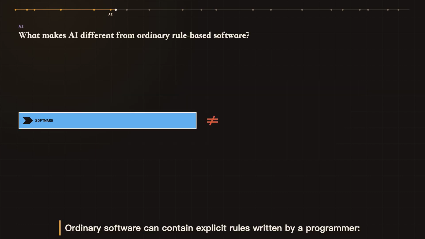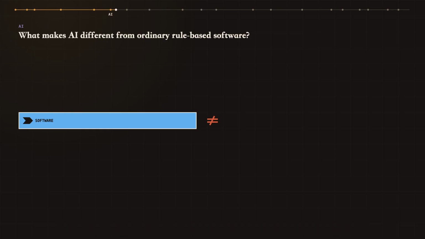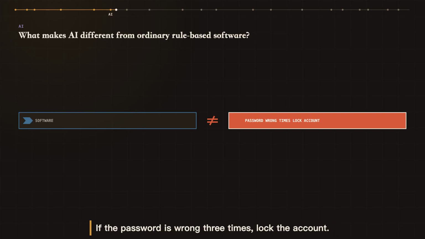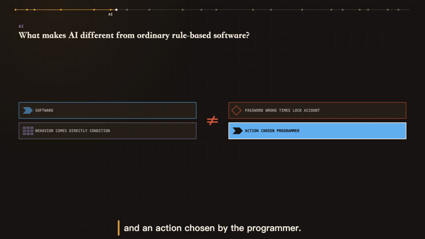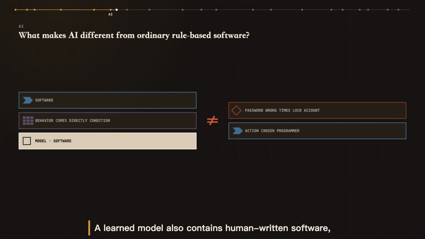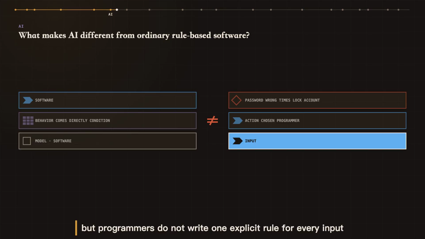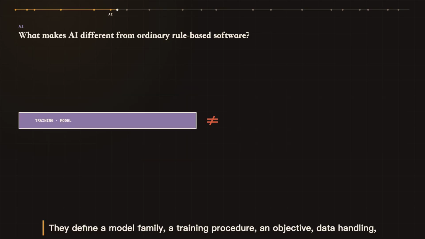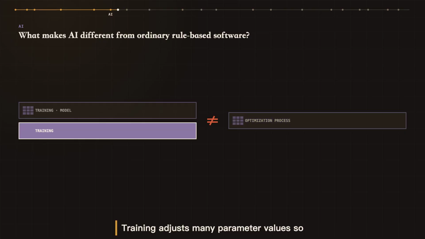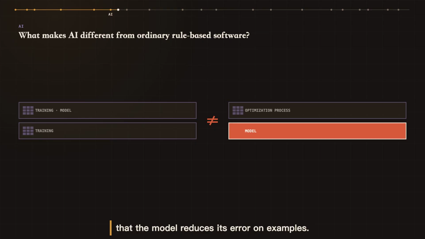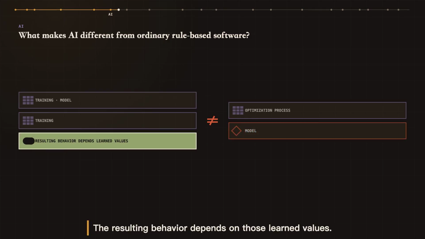Ordinary software can contain explicit rules written by a programmer. If the password is wrong 3 times, lock the account. The behavior comes directly from a condition and an action chosen by the programmer. A learned model also contains human-written software, but programmers do not write one explicit rule for every input the model may encounter. They define a model family, a training procedure, an objective, data handling, and an optimization process. Training adjusts many parameter values so that the model reduces its error on examples. The resulting behavior depends on those learned values.